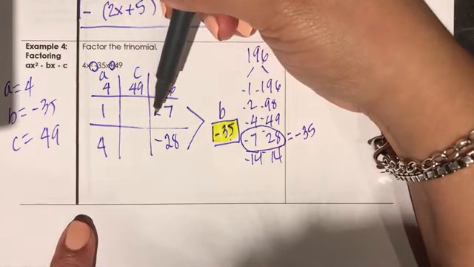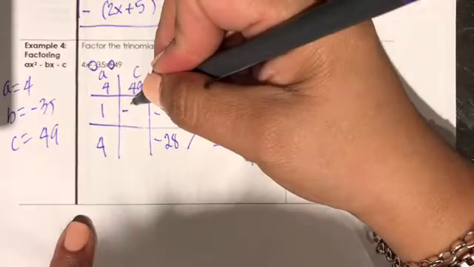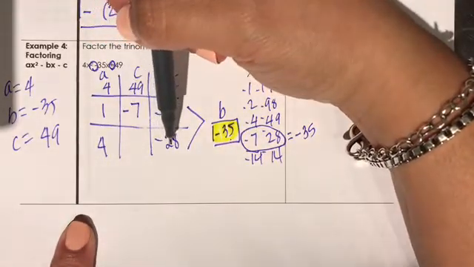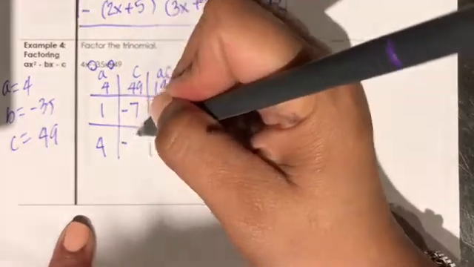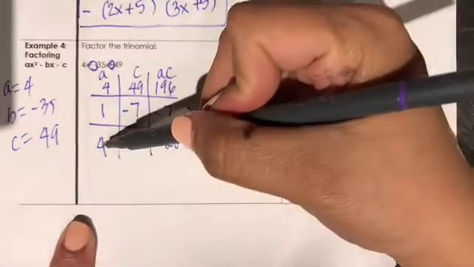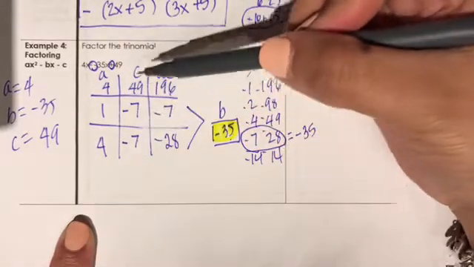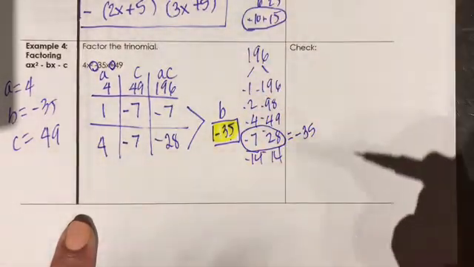1 times what number will give me negative 7? It's going to be negative 7. 4 times what number will give me negative 28? That's going to be another negative 7. 4 times 1 equals 4. Negative 7 times negative 7 equals positive 49.